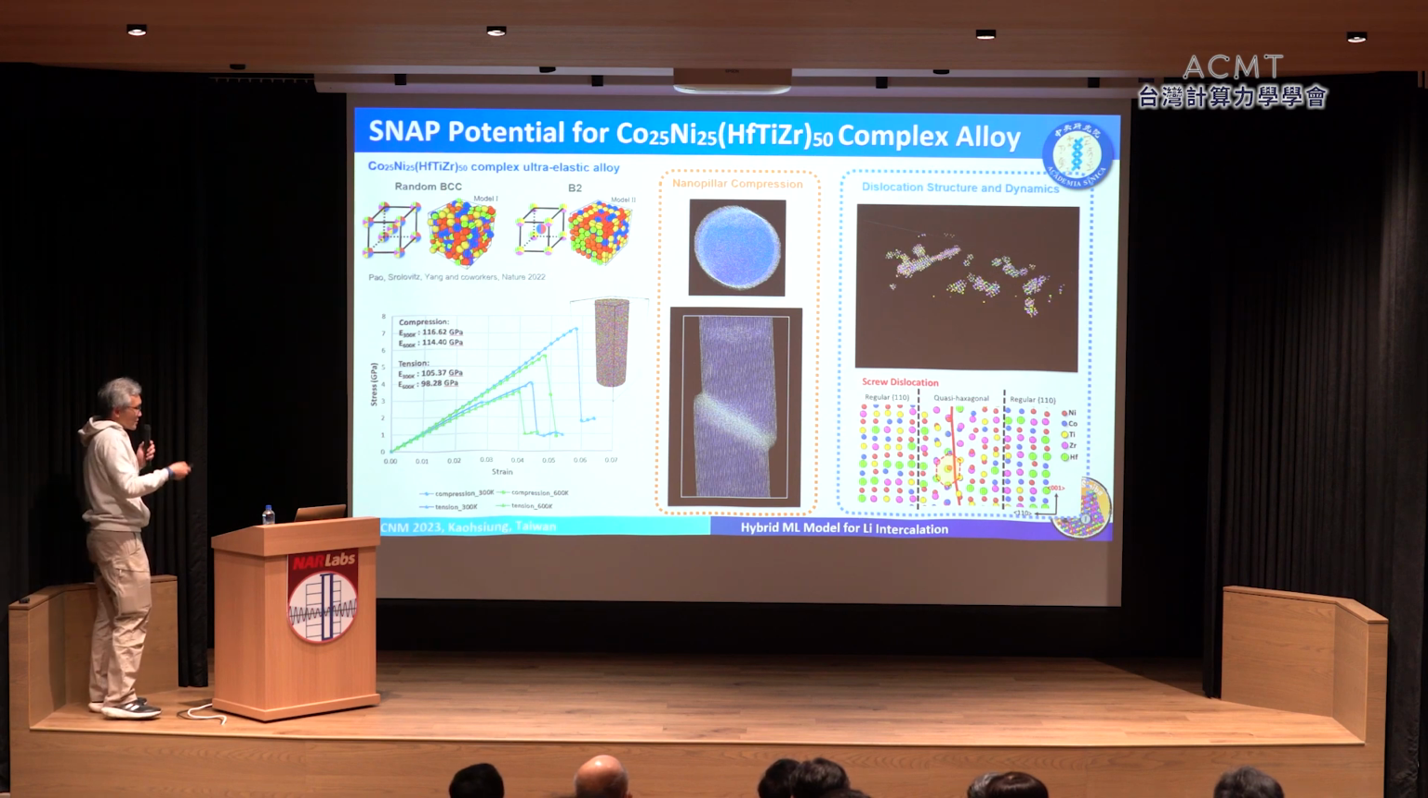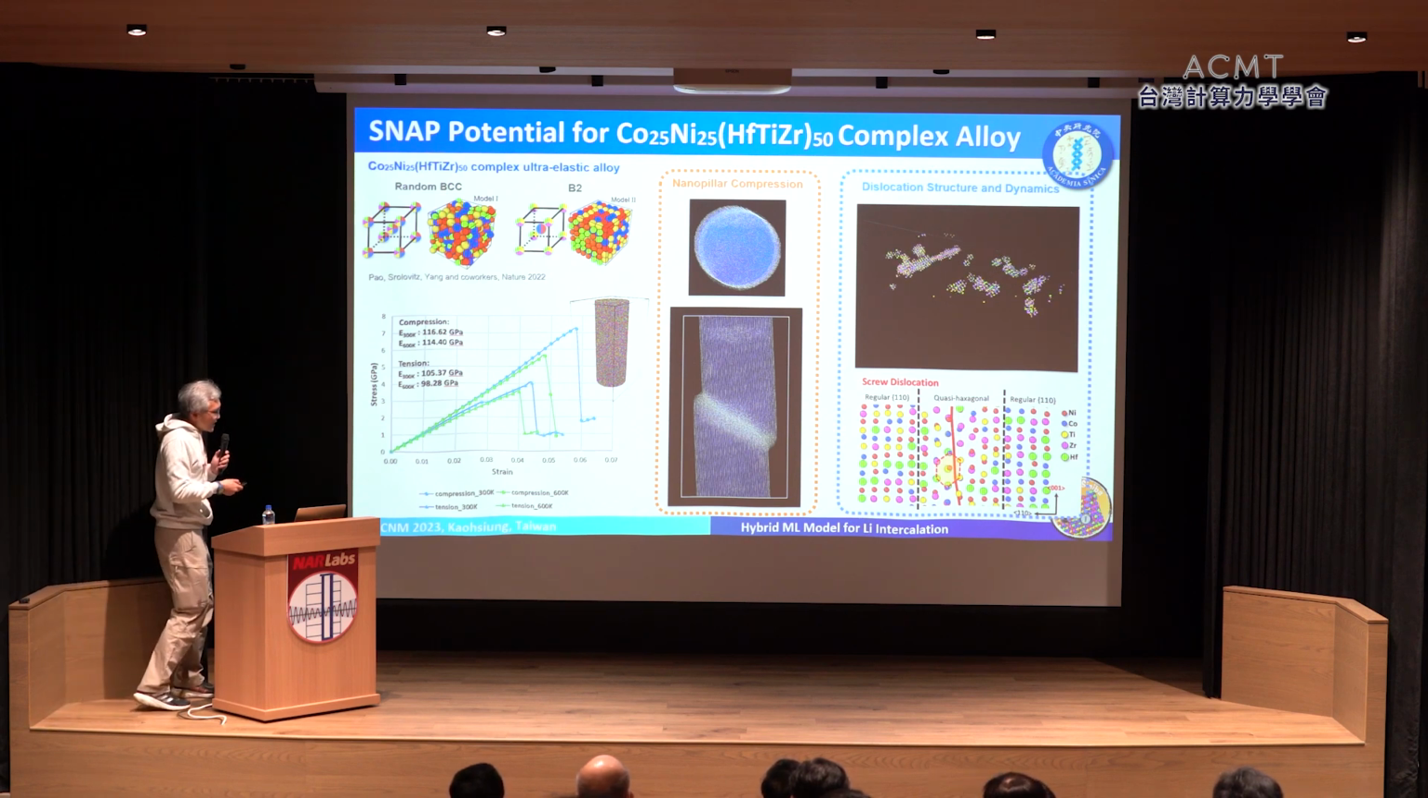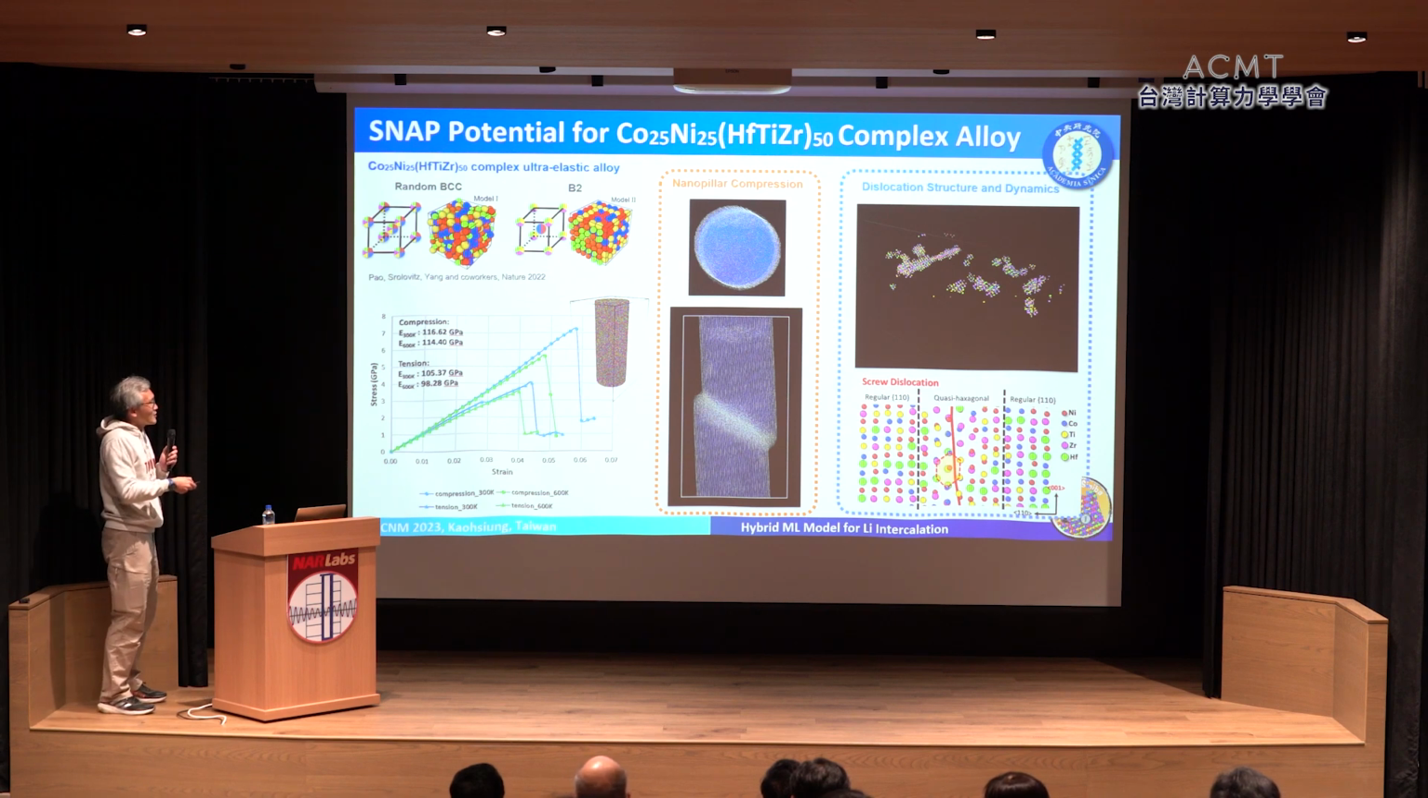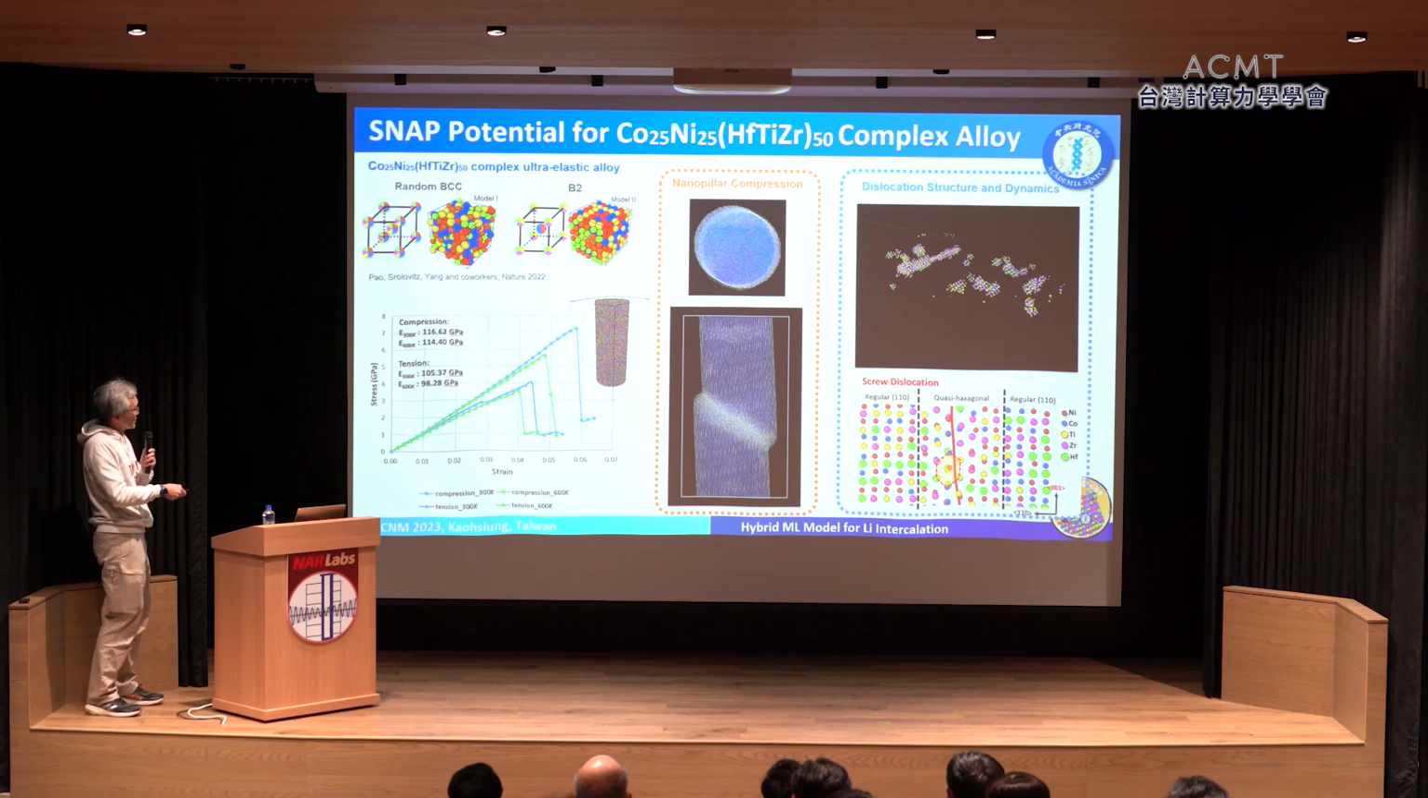And the Burgers vector, I didn't mention that in my slide, but the Burgers vector predicted from the neural network, from this SNAP potential, is the same as that observed from experiments. And we didn't put the structure with dislocation into the training set.